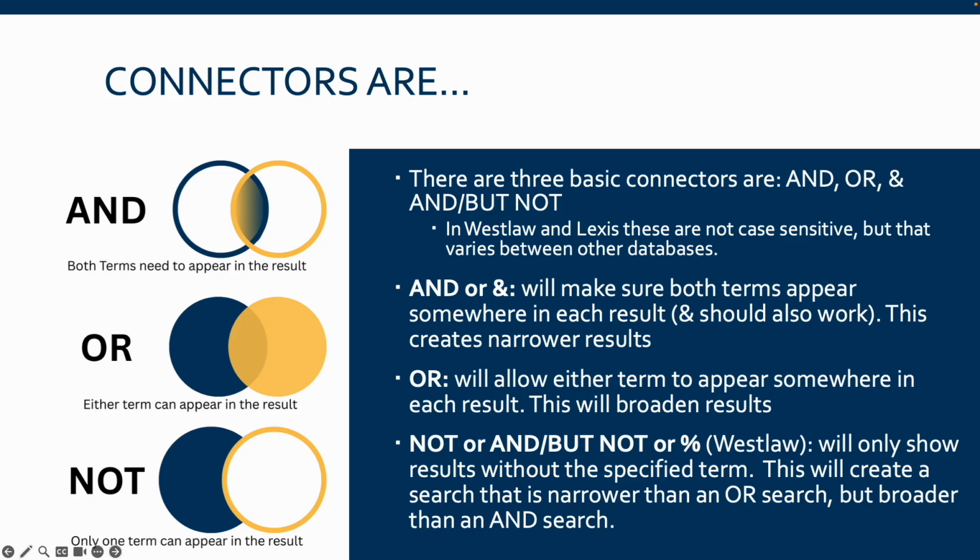The use of "not," or "but not," or "and not," or the percentage symbol on Westlaw will only show results without the specified term. This will create search results that are broader than an "and" search, but narrower than an "or" search. Once you have these three connectors mastered, there are many more connectors that will assist your searches.